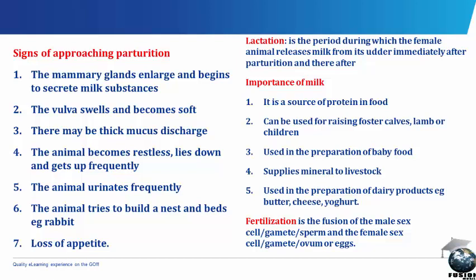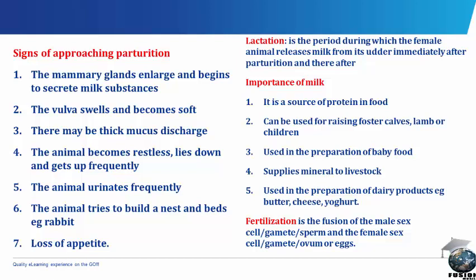Lactation is the period during which the female animal releases milk from its udder immediately after parturition and thereafter. Importance of milk: it is a source of protein in food. Can be used for raising foster calves, lamb or children. Used in the preparation of baby food. Supplies mineral to livestock. Used in the preparation of dairy products, example, butter, cheese, and yogurt.